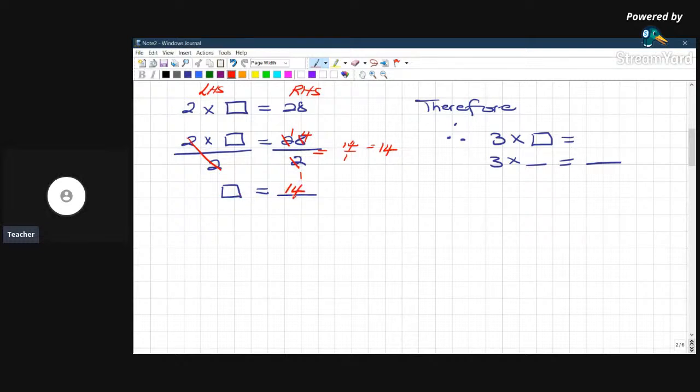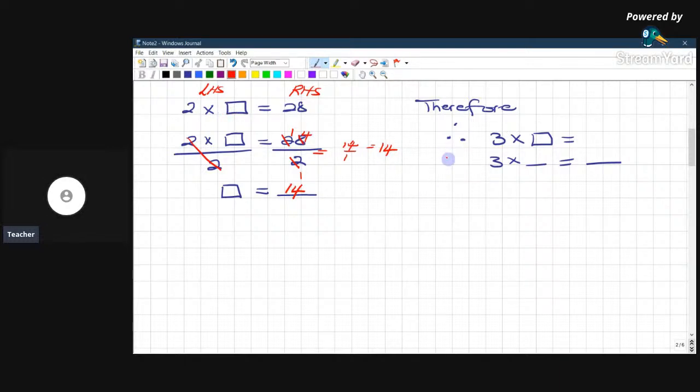And it makes sense that if we plug this number back into the original statement, 2 times a number is 28. And if we work it out and get 14, then we should be able to say 2 times 14 is 28, and that is correct.